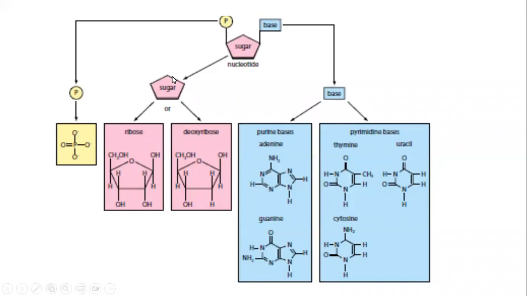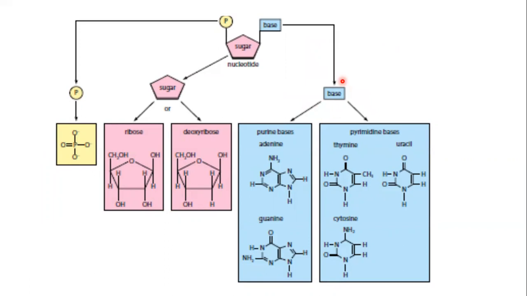The second component is our sugar, ribose and deoxyribose. You can see the difference if you look at carbon number 2. On ribose, we have an OH group, while on deoxyribose, we only have hydrogen. That is why we call this deoxyribose. It is literally just one oxygen that is not there on carbon number 2. Then we have our nitrogenous base.